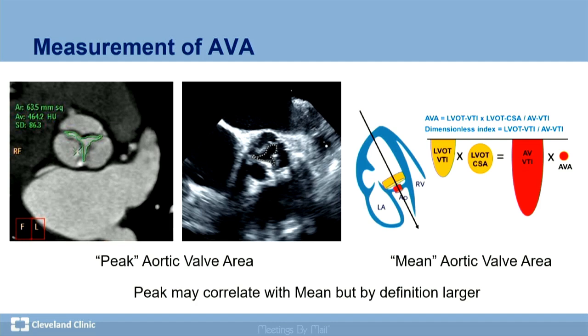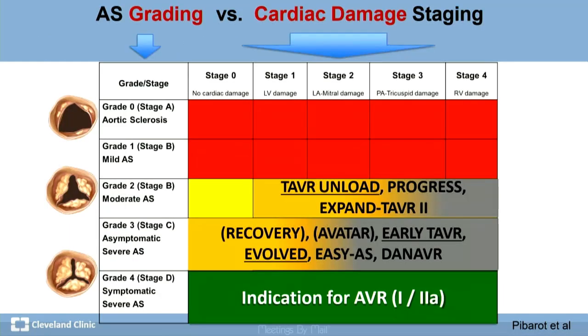And when you see the CT scan, let's say IV planimetry or a TEE planimetry, it is a peak valve area because it's the maximum valve area. We don't typically mean it. So there can be some discrepancy between these two numbers if you are seeing the patients. This is a fairly simple thing, but it's good to know.